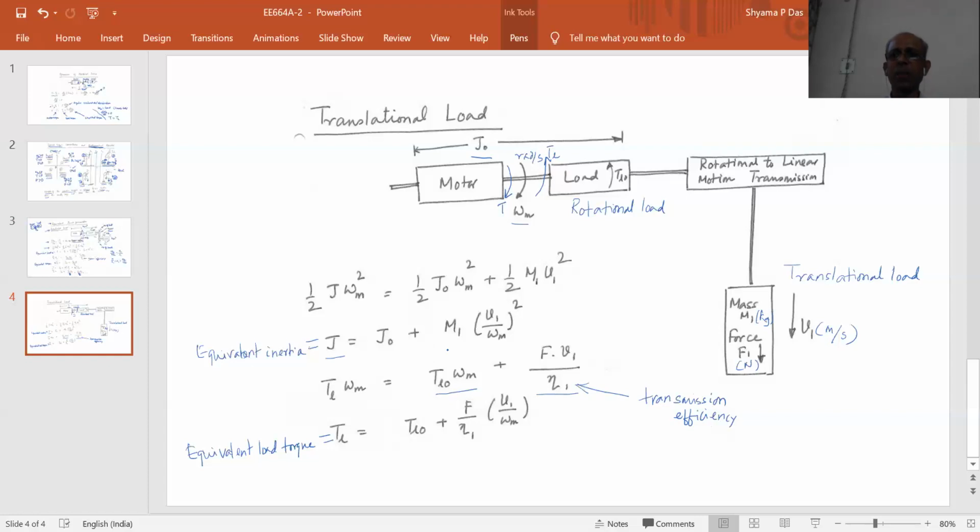With this, we come to an end of this lecture. In the next lecture, we will see more about the mechanical load, including the frictional load, because friction is a part of the load torque. The details about the load torque will be seen in the next lecture.